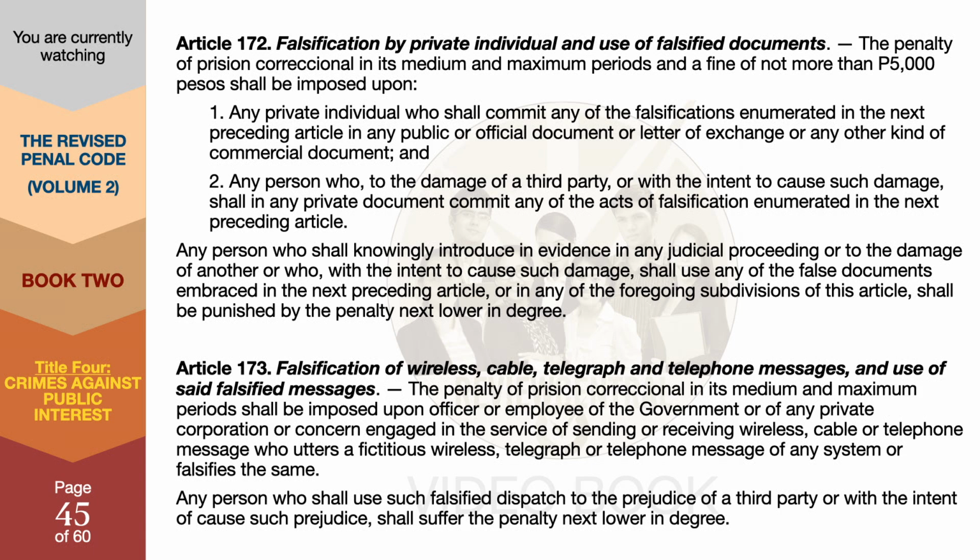Article 173. Falsification of wireless, cable, telegraph and telephone messages, and use of said falsified messages. The penalty of prisión correccional in its medium and maximum periods shall be imposed upon any officer or employee of the government or of any private corporation or concern engaged in the service of sending or receiving wireless, cable or telephone message who utters a fictitious wireless, telegraph or telephone message of any system or falsifies the same. Any person who shall use such falsified dispatch to the prejudice of a third party or with the intent to cause such prejudice, shall suffer the penalty next lower in degree.